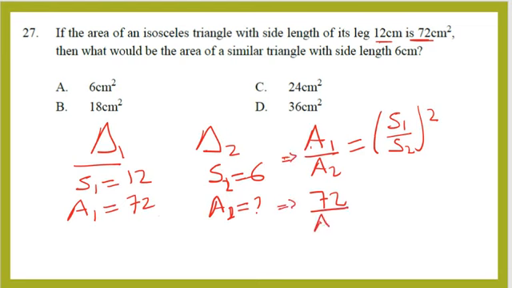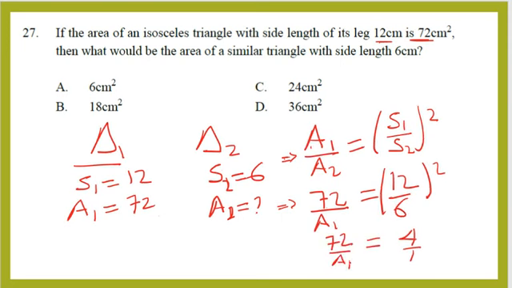72 over area 1 is equal to S1 is 12. 12 over 6, the whole square. 12 over 6 means it is 2. When you square it, it will be 4. 4 over 1 is equal to 72 over A1.